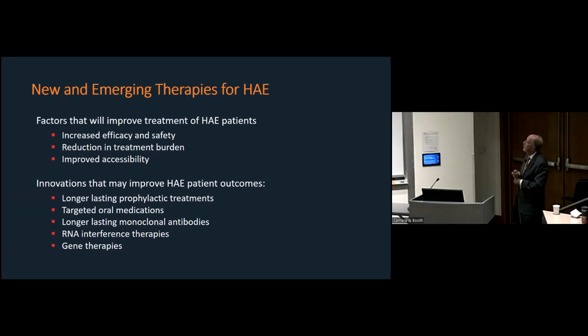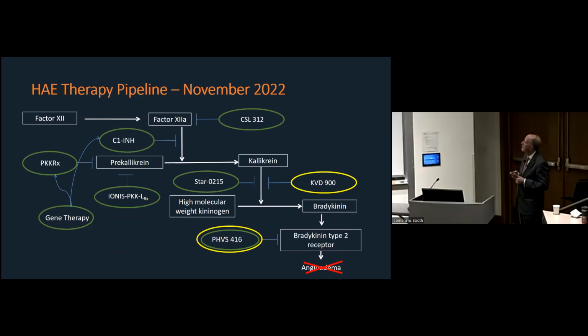So what about new therapies to decrease the attack burden, less frequent, maybe not sub-Q, et cetera? What are we looking at? Just to go through this because it's not out there yet, but it's coming. The yellow is, again, acute therapy. We've got an oral on-demand drug, KVD900, a plasma kallikrein inhibitor. We've got an oral bradykinin 2 receptor antagonist, the Pharvaris 416 drug, which are both in phase 3 trial or will be soon. Pharvaris is not quite.